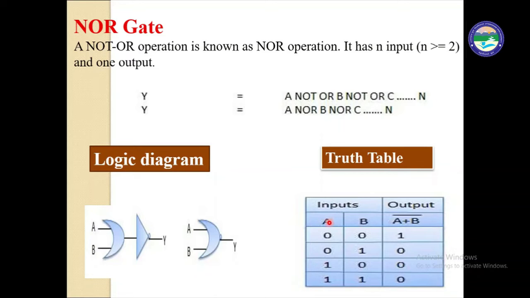We have inputs A and B, and this is the output. The output will be (A plus B) bar. If both the inputs are 0, then again we will get the output 1, and otherwise we will get the output 0. So this is the truth table for a NOR gate.